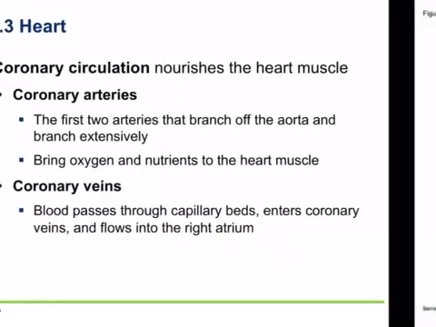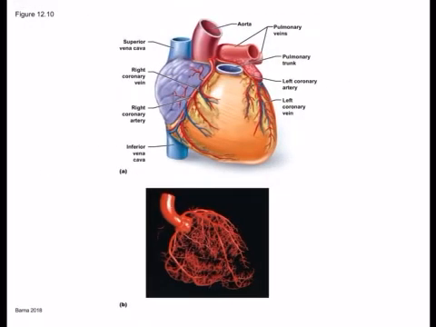Looking at the outside of the heart, I'm just going to go right to this picture right here. We have coronary arteries and coronary veins. Now, these coronary veins, you will see in lab, they're called cardiac veins. So you can use either term for that. Your coronary arteries are going to supply oxygenated blood to your heart muscle, to your myocardium.